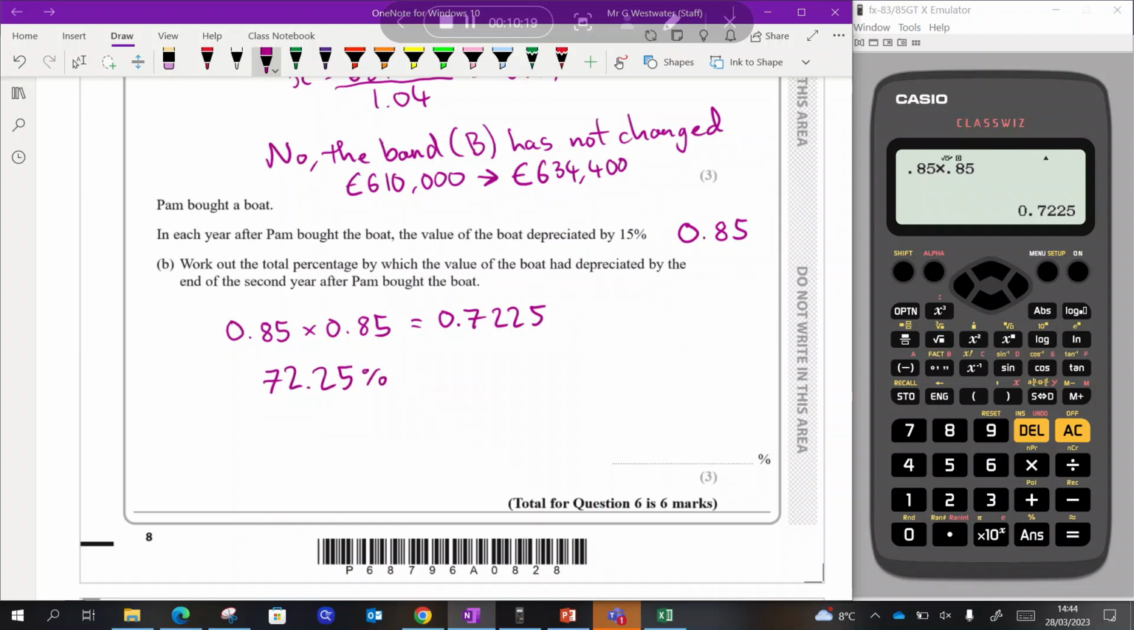Now this is 72.25%, but what this question is asking is work out the total percentage by which the value of the boat has depreciated. So from 100%, how much has this changed? And our answer is 27.75%. If you can give an exact value, you always should give an exact value. 0.75 is not that much of a big deal. So rather than rounding anything, I would just leave this as 27.75%. Okay?